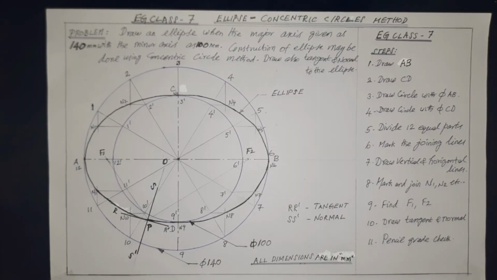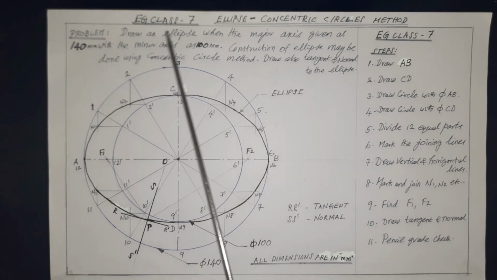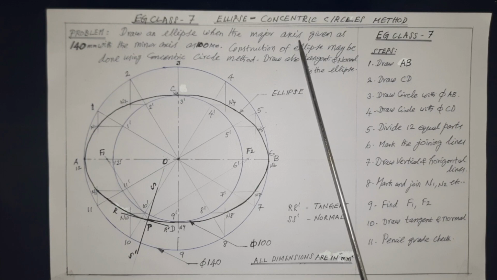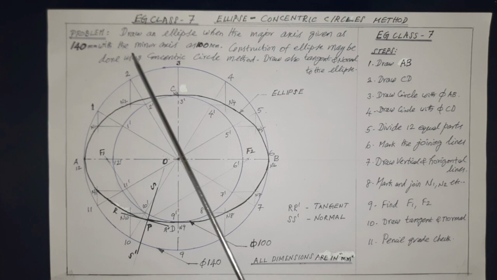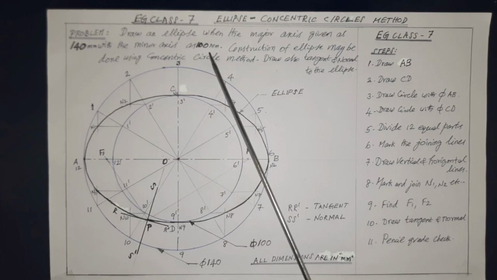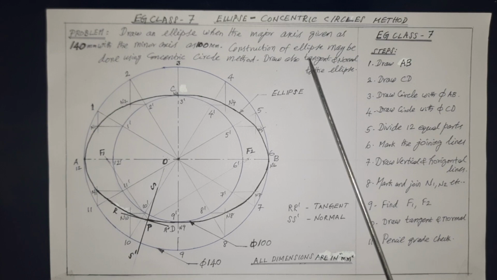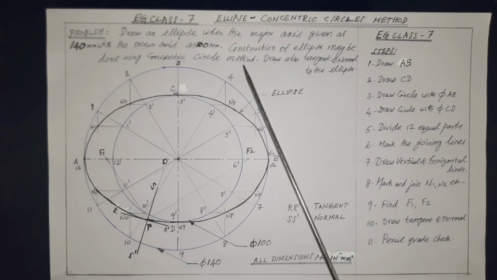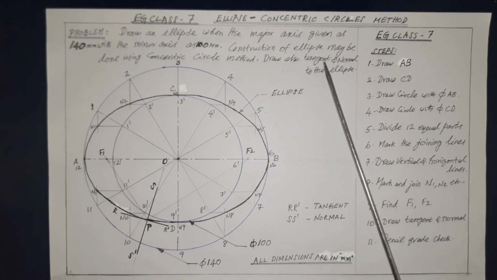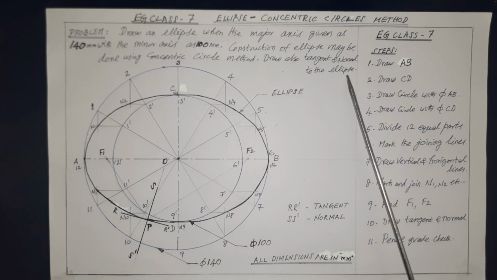In this class, we see about the ellipse drawing through the concentric circle method. Now, you see the problem given in the drawing sheet. That is, draw an ellipse when the major axis is given as 140 mm with the minor axis as 100 mm. Construction of the ellipse may be done using the concentric circle method. Draw also tangent and normal to the ellipse.